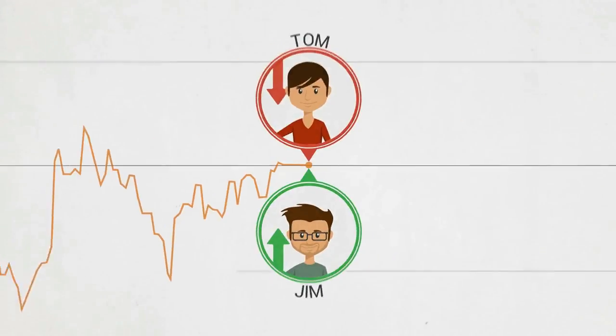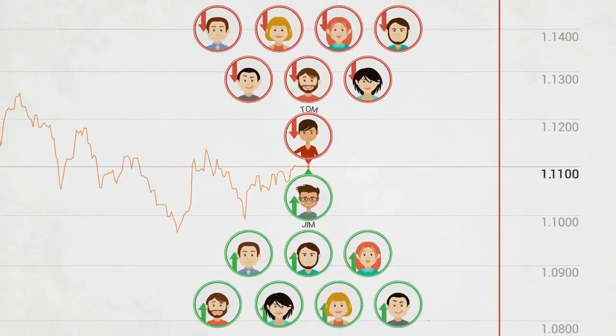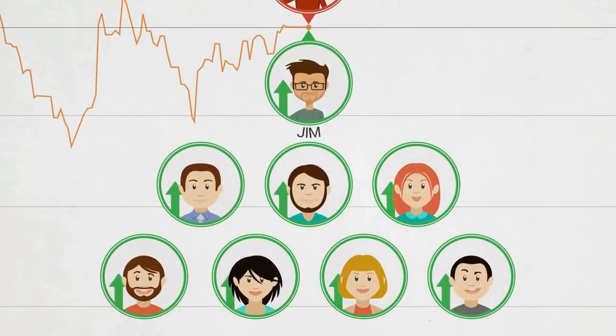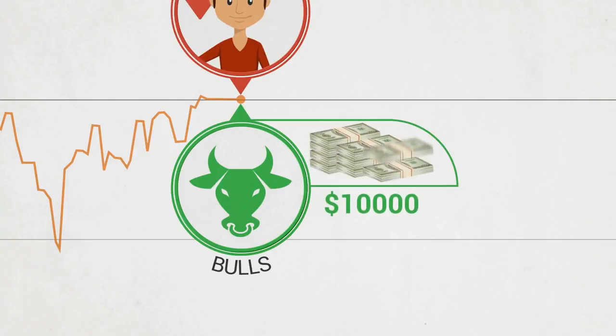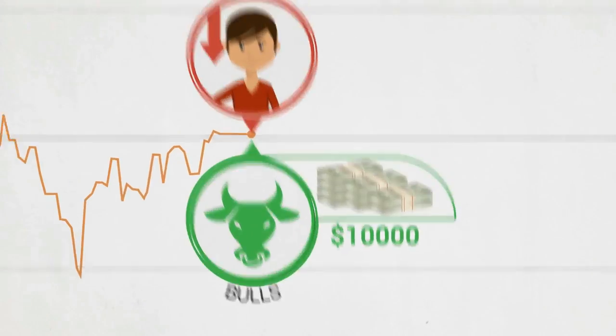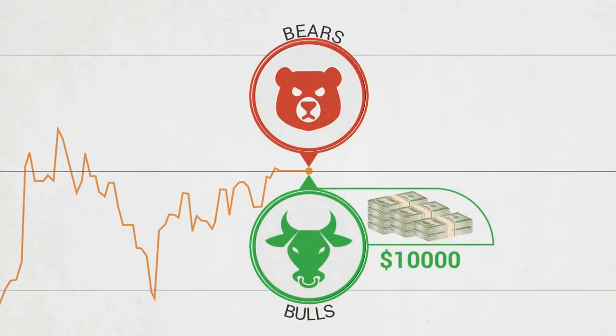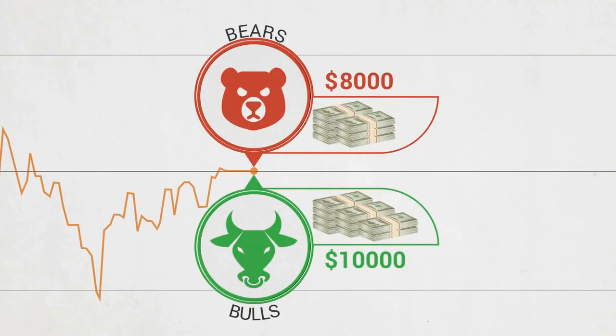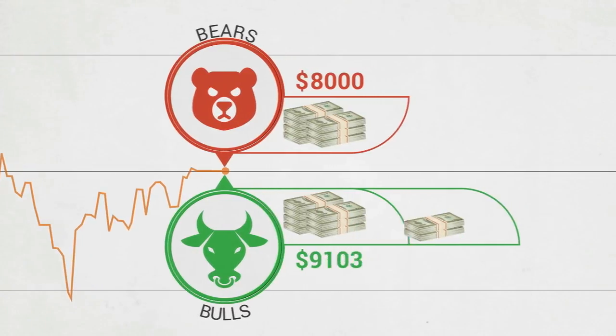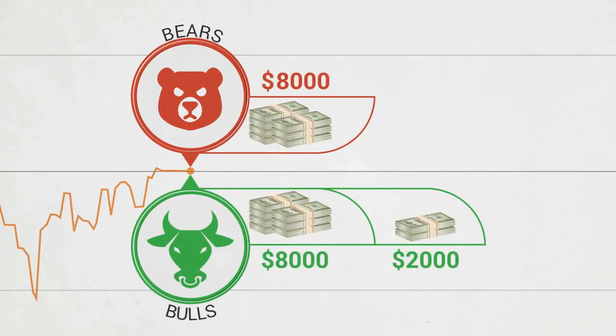But on the IQ Option platform, thousands of traders are trading at any given time. The group of traders along with Jim, let's call them the Bulls, altogether invested $10,000 on that prediction. At the same time, Tom's group of traders, let's call them the Bears, invested $8,000 on the prediction that the same asset's price would go down. There's a discrepancy or tilt of $2,000.